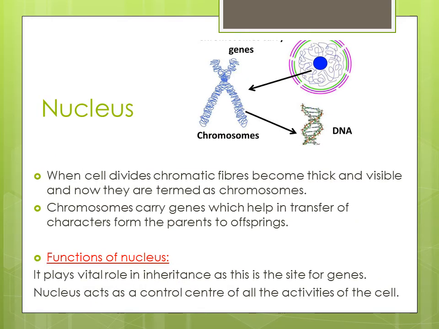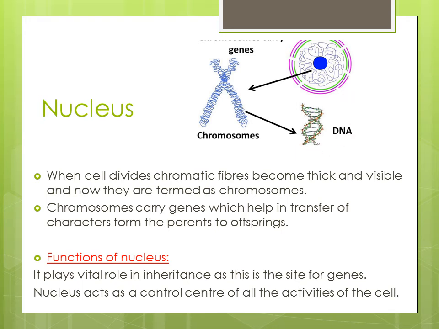When cell divides to form two new cells, chromatin fibers get condensed and they become visible. They appear like this. These structures are called as chromosomes. So, you can see clearly inside the nucleus, thread-like structures present. When cell is about to divide, these thread-like structures become thick and now they are called as chromosomes. They can be viewed easily under microscope, and on chromosomes you will find presence of DNA structure.